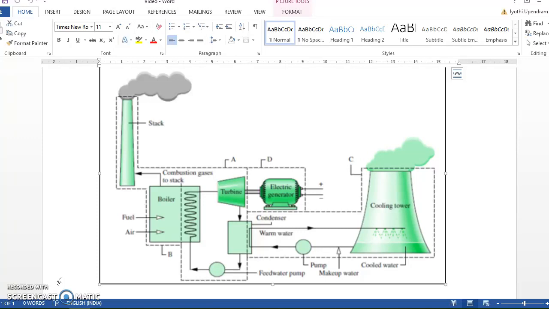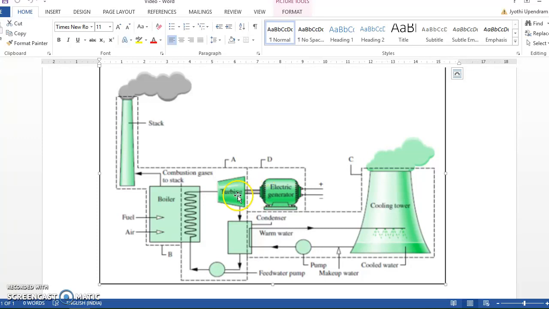A steam power plant majorly consists of main components like a turbine, in which the high pressure steam supplied from the boiler is expanded and converted into shaft work in the electrical generator, where it is going to produce very useful work.